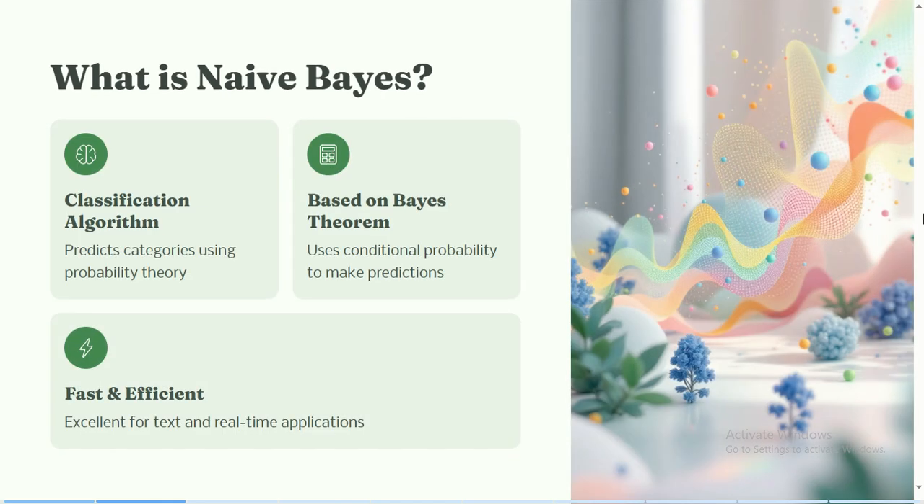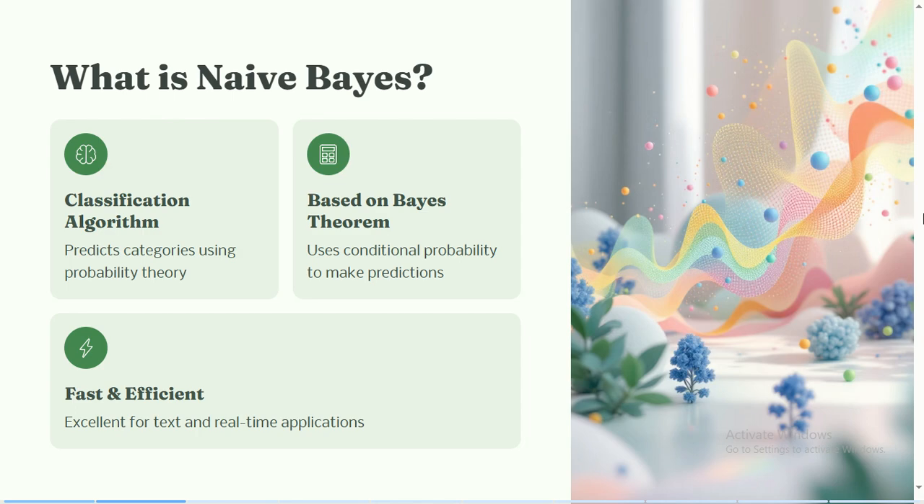Naive Bayes is a supervised machine learning algorithm used mainly for classification problems. Classification simply means placing data into categories. For example, an email can be classified as spam or not spam. A news article can be classified as sports, politics, or technology. A medical diagnosis system can classify a patient as healthy or diseased.